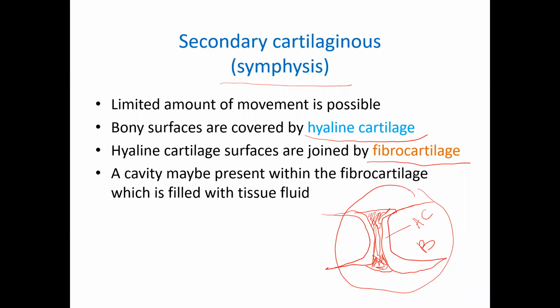If you really look at this, you can see that little by little the complexity of the joint is increasing. Initially you had only two types of tissue, but now there's a third type of tissue. Within the secondary cartilaginous joints there is again cartilage and bone, however there are two bony ends and cartilage in the middle. Is that clear? So within the fibrocartilage, you may get a cavity filled with tissue fluid.